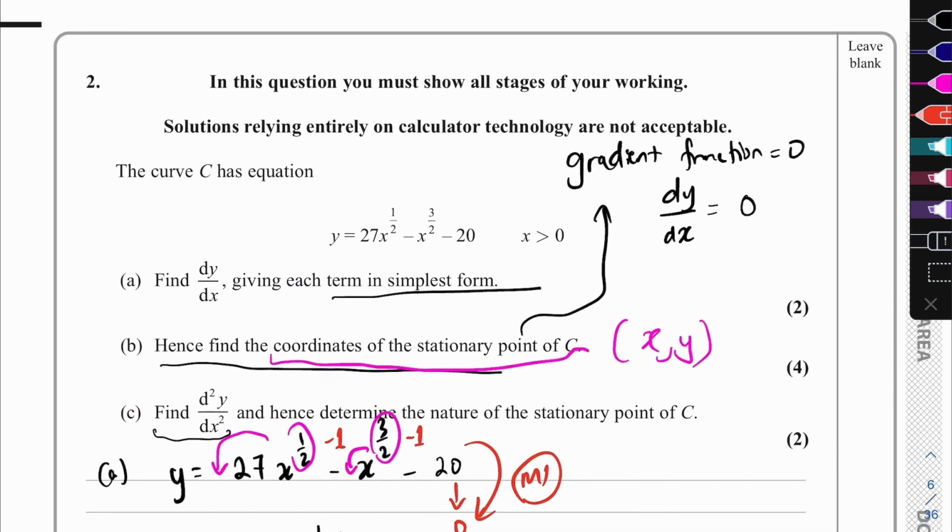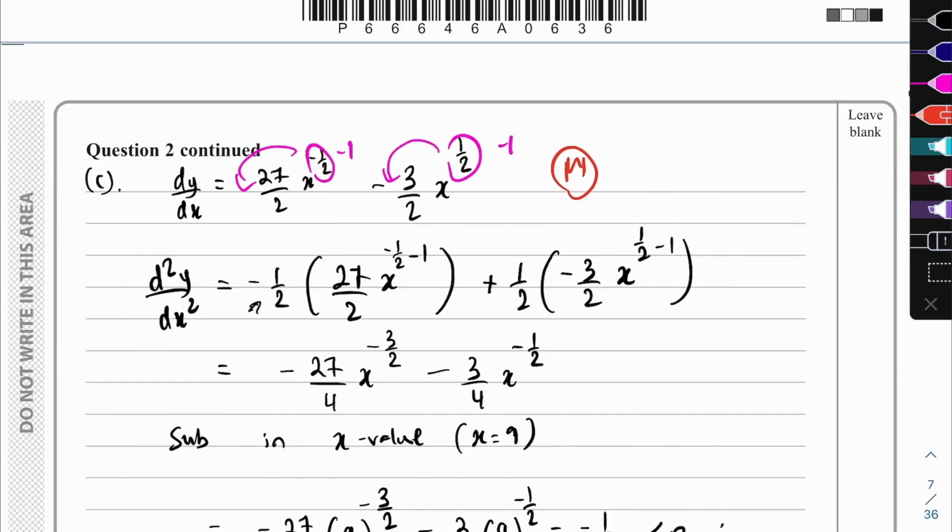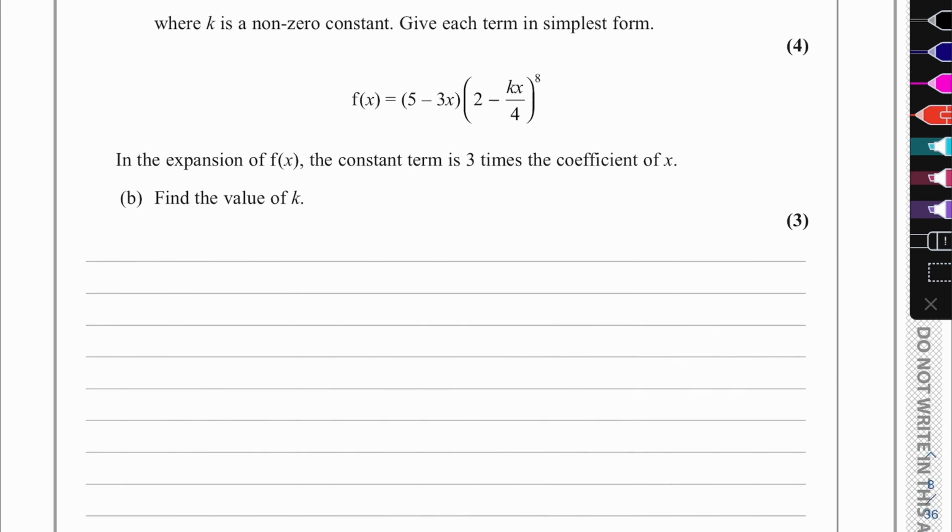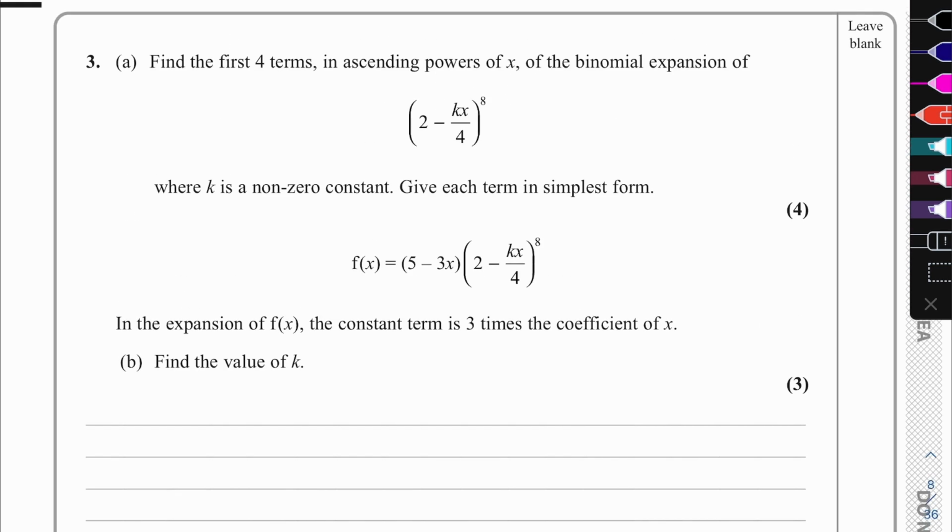So this is question number 2 done. Let's go to question number 3. So question number 3 says what? Find the first 4 terms in ascending powers of x of the binomial expansion of bracket 2 minus kx over 4, to the power 8, where k is a non-zero constant. Give each term in its simplest form.